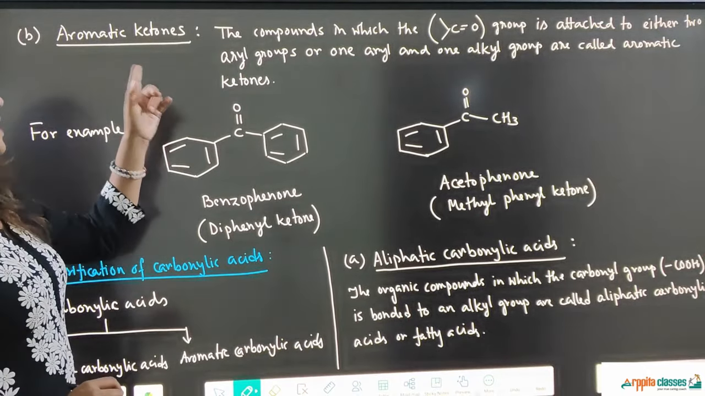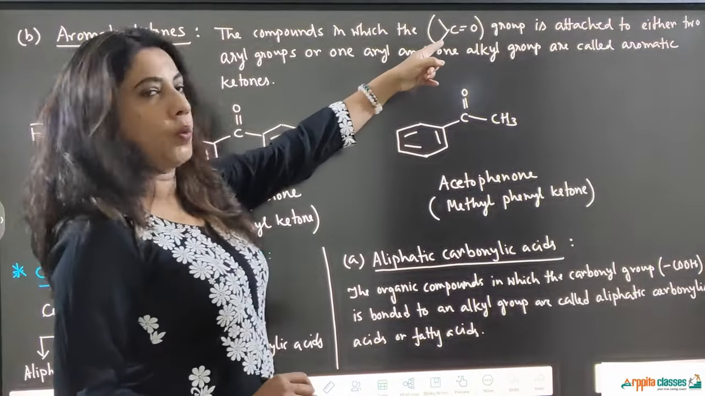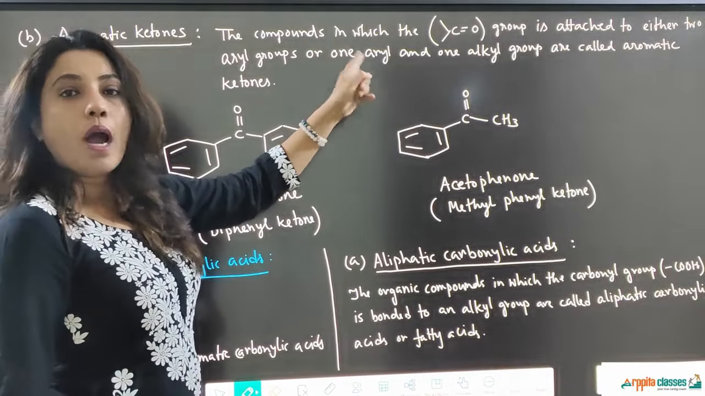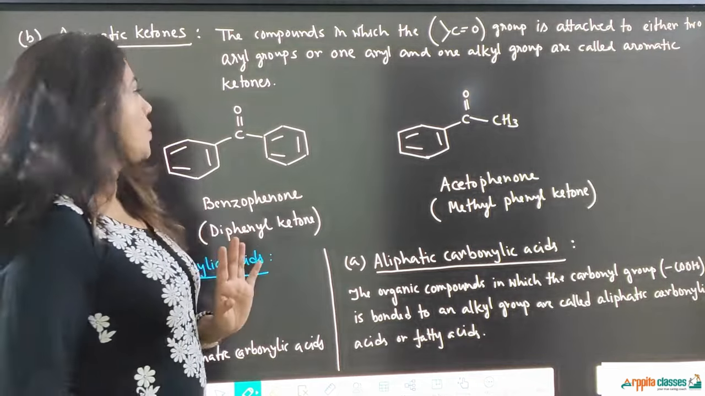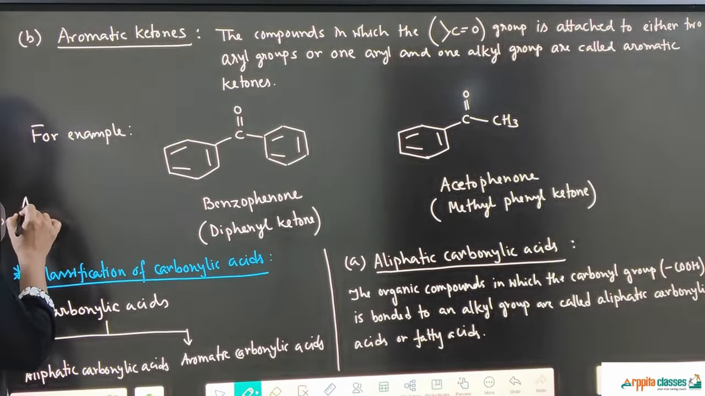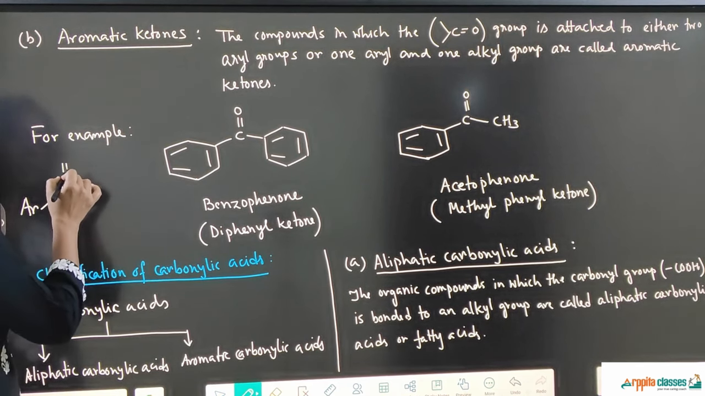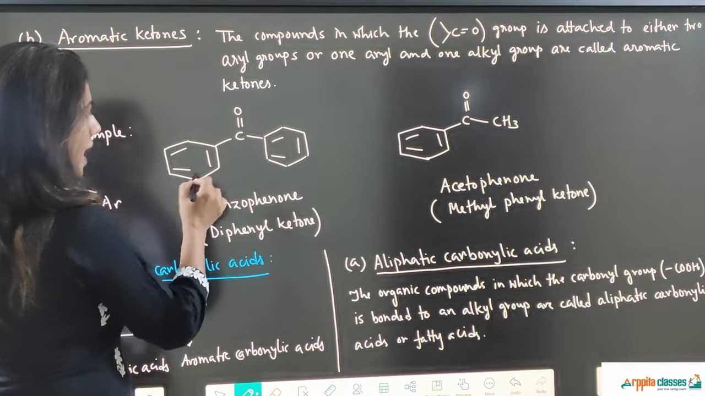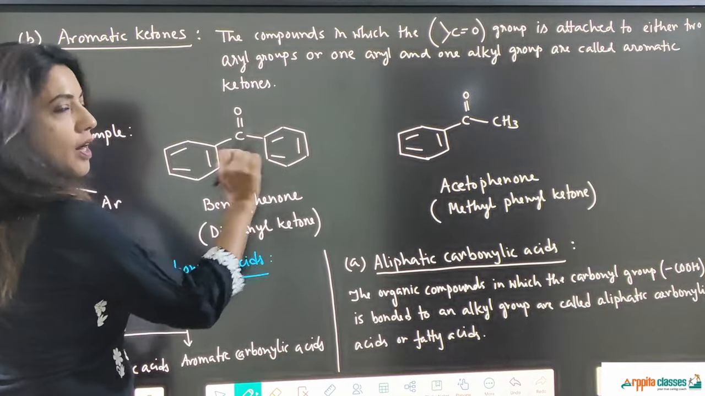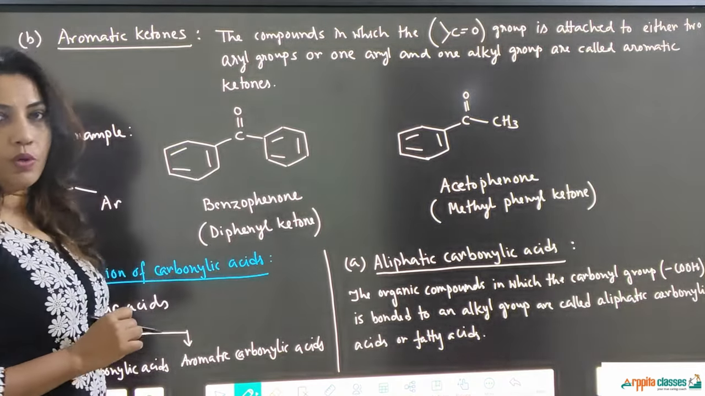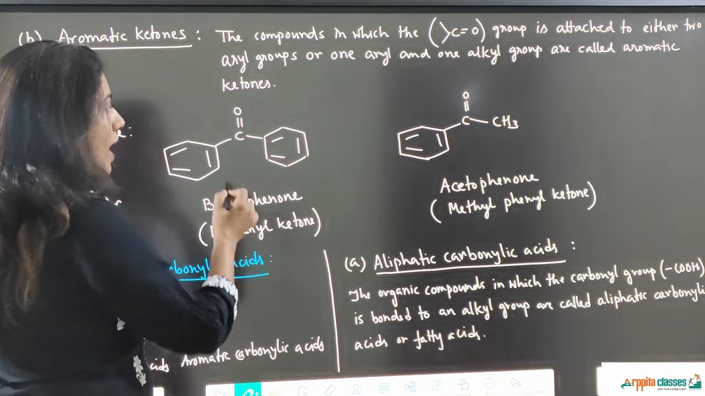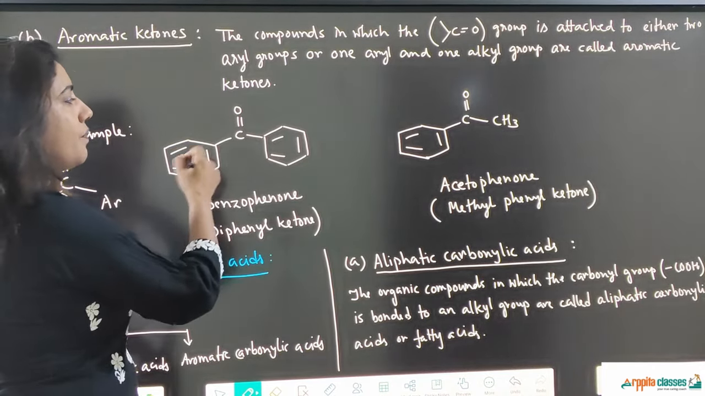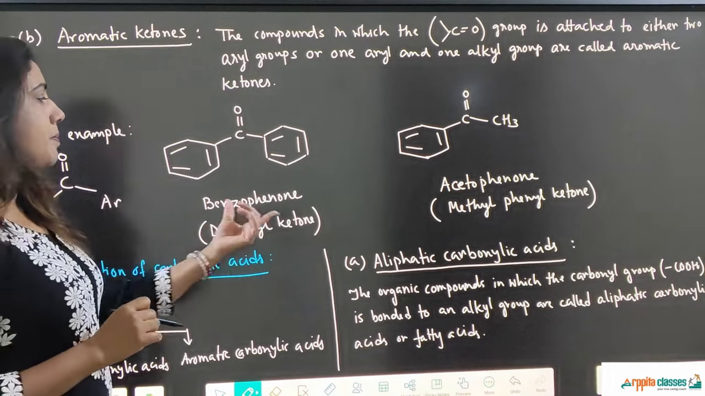Another classification is aromatic ketone, where the CO group, that is the ketonic functional group, is attached to either two aryl groups or one aryl and one alkyl group. So either it is attached to two aryl groups like this. This is one aromatic group, then C double bond O, then again another aromatic group. This is called benzophenone, or diphenyl ketone. There are two phenyl groups attached to the ketonic group, so it is diphenyl ketone, or the IUPAC name is benzophenone.